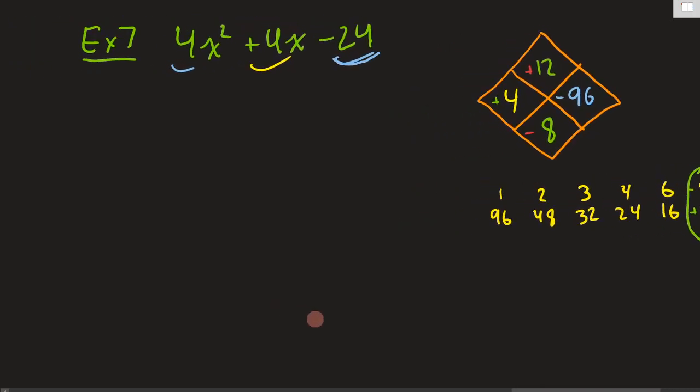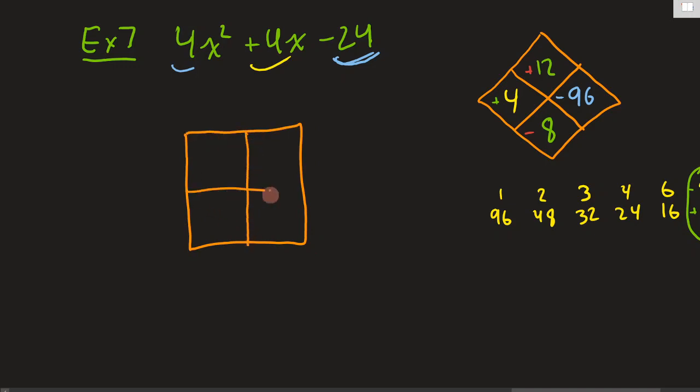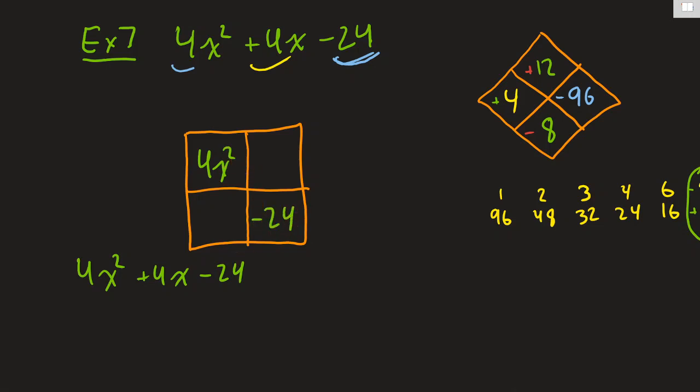Okay, so now let's do our box method factor. We're going to have our 4x squared, our 4x, and our negative 24. 4x squared we fill in, negative 24 we fill in, and then we're going to fill in our two numbers. I guess I'll do negative 8x here and 12x here, doesn't really matter.